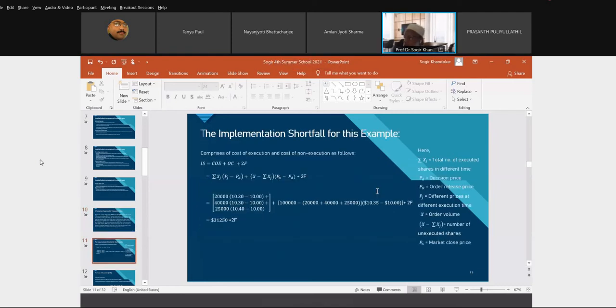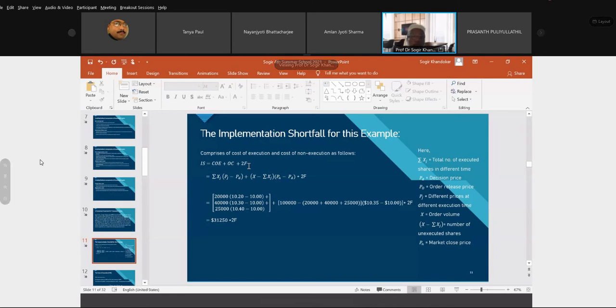Now we calculate the implementation shortfall for this example. According to the model, the implementation shortfall comprises the cost of execution and the cost of non-execution. So we can write implementation shortfall equals cost of execution plus opportunity cost, that is cost of non-execution, plus some fixed components.